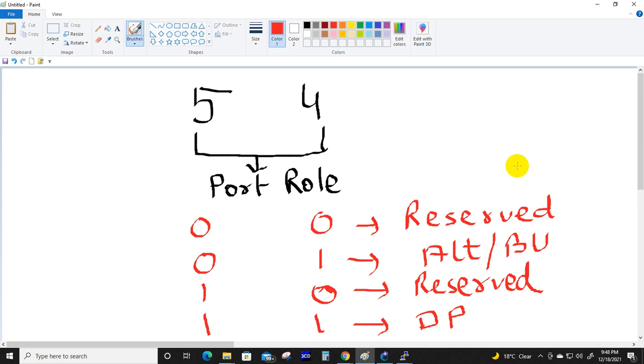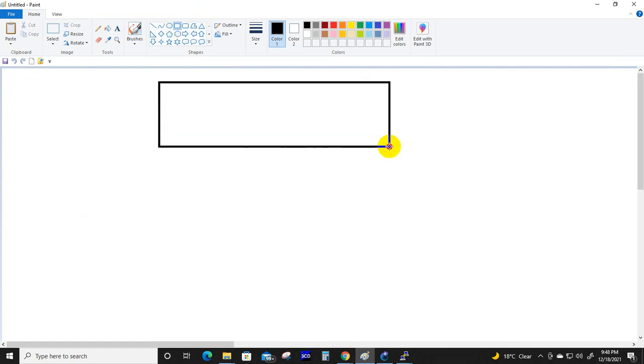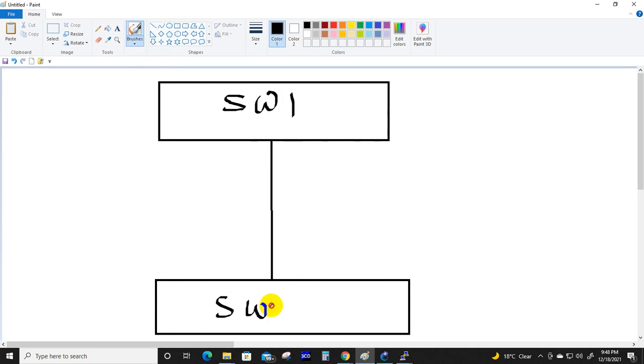So how will RSTP convergence happen? So it is my switch 1, it is my switch 2, and they are connected with a physical media. It is my switch 1, it is my switch 2. So let's consider both these ports are down but switches are up. Okay?